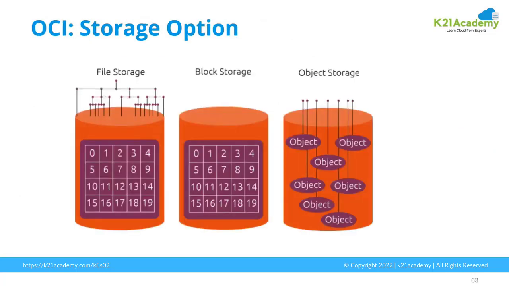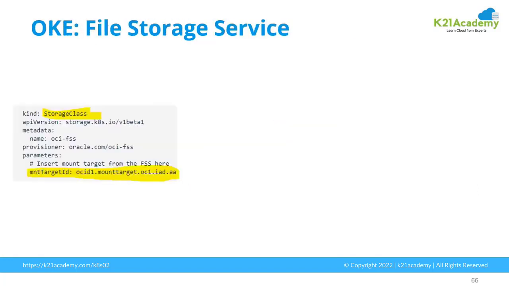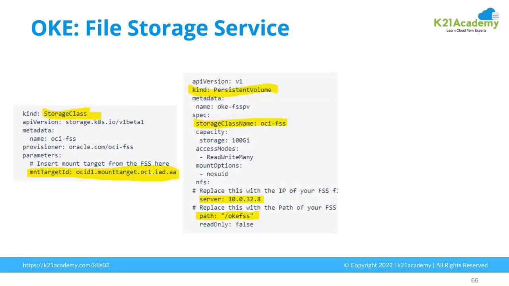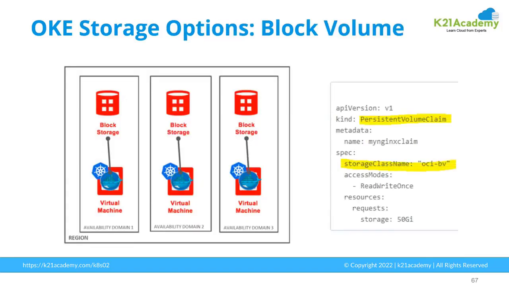And this persistent volume can be a file storage, which is an NFS-compliant shared file system, or a block storage. Again, you define this storage using a YAML file. First, you define a storage class, then you define a persistent volume, and then you define a persistent volume claim and use these claims in the Kubernetes pods.